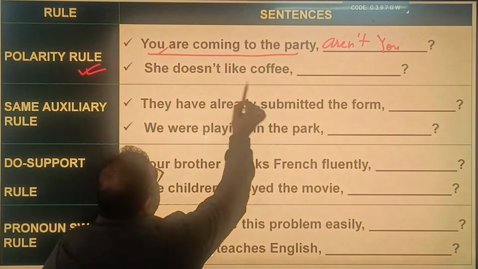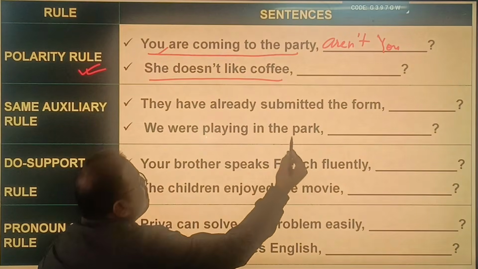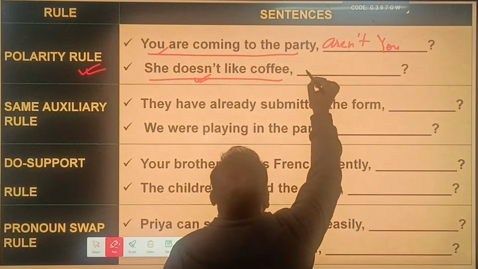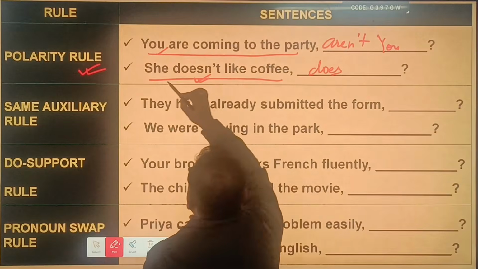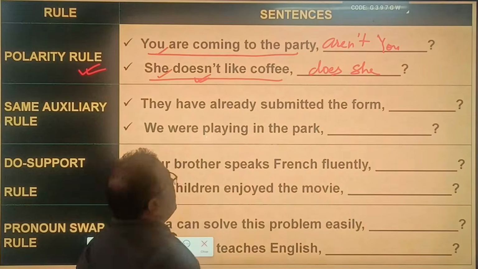She doesn't like coffee. Statement is negative. So tag will be positive. So what will be the auxiliary verb here? We have does. And what is pronoun? She. Does she.